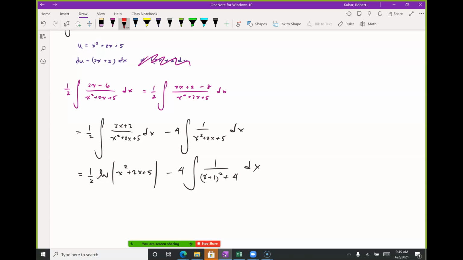So I know I have to factor out a 4 here, right? I'm going to factor out a 4 from this downstairs, which is just like dividing here by 4. So I have the ln of the square root of x squared plus 2x plus 5 minus 1 over 1 plus x plus 1 all over 2 quantity squared dx.